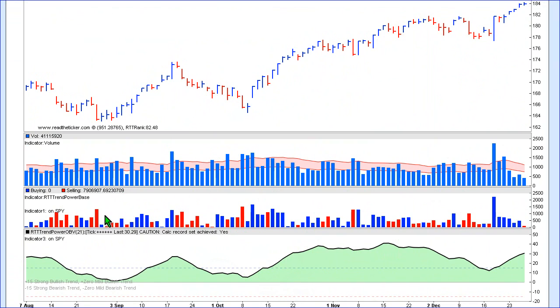So this is just an in-depth look at what moves the indicator up and down. You see volume can be high or low. It doesn't really matter. It really depends on how the trend power base volume is working within the indicator.